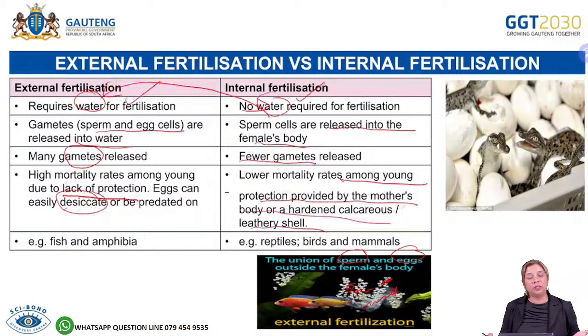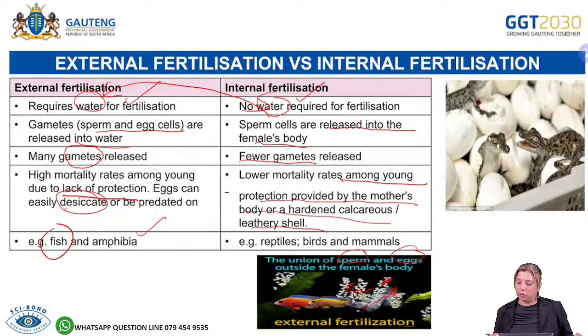So, examples of animals that exhibit external fertilization: the fish, I wasn't lying, and amphibia. Amphibia are species that live both on land and in water, for example, the frog. And then internal fertilization is seen in reptiles such as snakes, and birds, another example, and mammals such as humans.